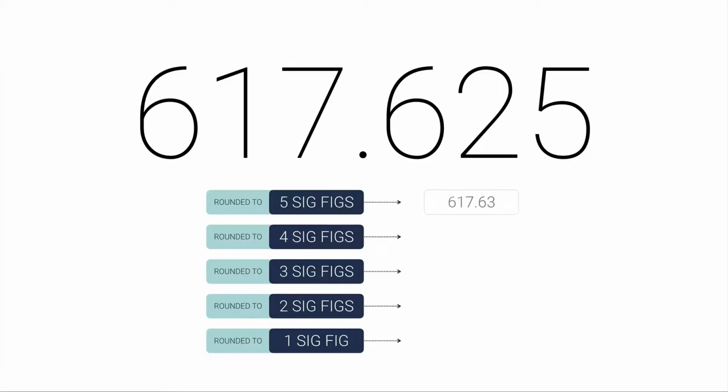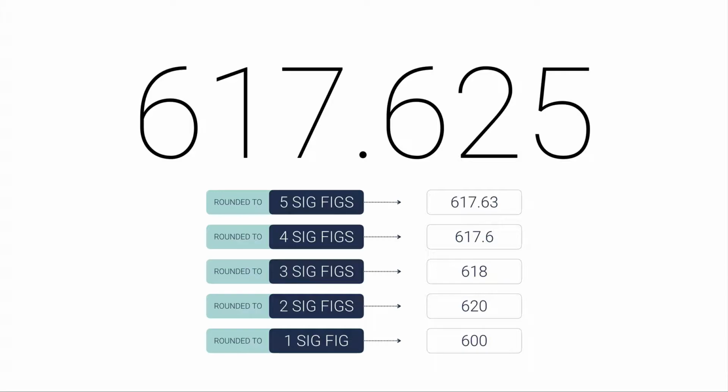To 5 sig figs would be 617.63 because that 5 bumps up the 2. To 4 would be 617.6. The 2 doesn't change the 6 there. To 3 sig figs would be 618. The 6 promotes the 7. To 2 significant figures, it's 620. That 7 promotes the 1 to a 2, but then the 7 just becomes a 0. And then finally, rounded to 1 sig fig is just 600.